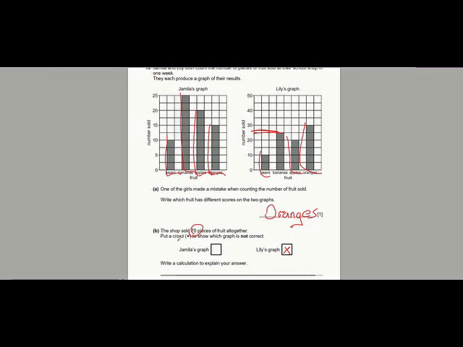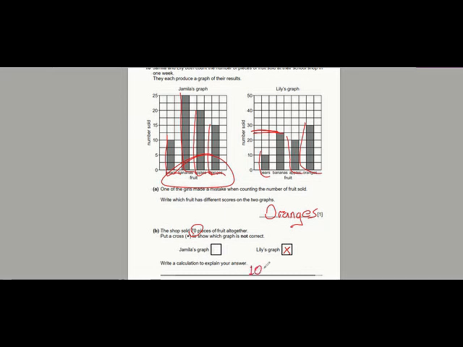Now, put a cross to show which graph is not correct. Be careful, the question might say, put a cross there for the graph which is correct. Now, write a calculation to explain your answer. Well, you don't have to talk about this because we already know it is 70. It is correct. They want to say, why is this wrong? How can you tell it is wrong?